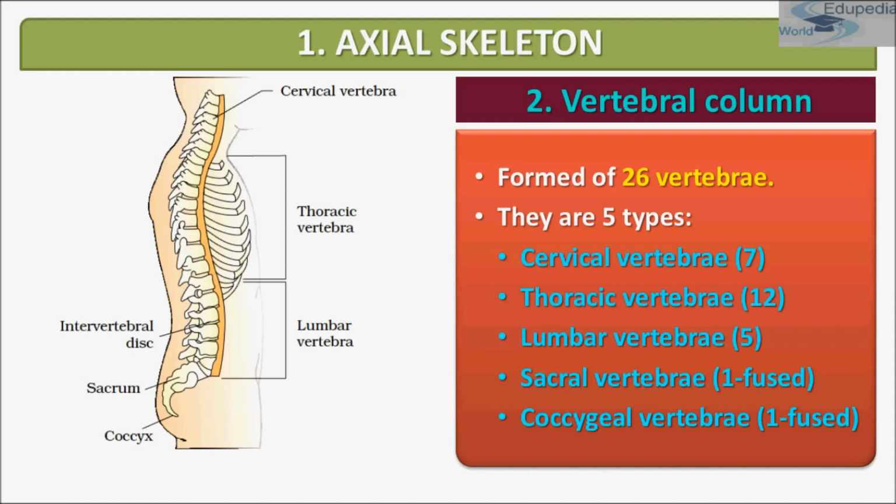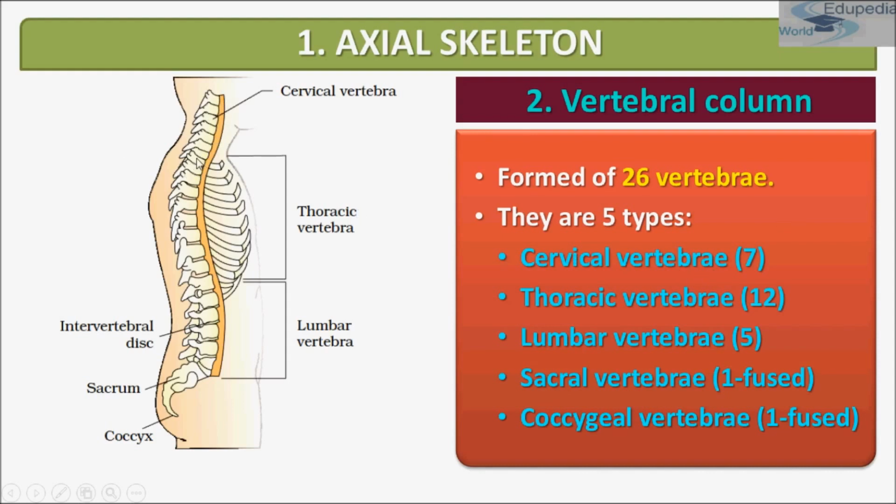The vertebral column is differentiated into cervical, thoracic, lumbar, sacral, and coccyx, starting from the skull. The number of cervical vertebrae is 7 in almost all mammals, including human beings. So from 1, 2, 3, 4, 5, 6, 7 till here. From here to here, these are cervical vertebrae. They are 7 in number.